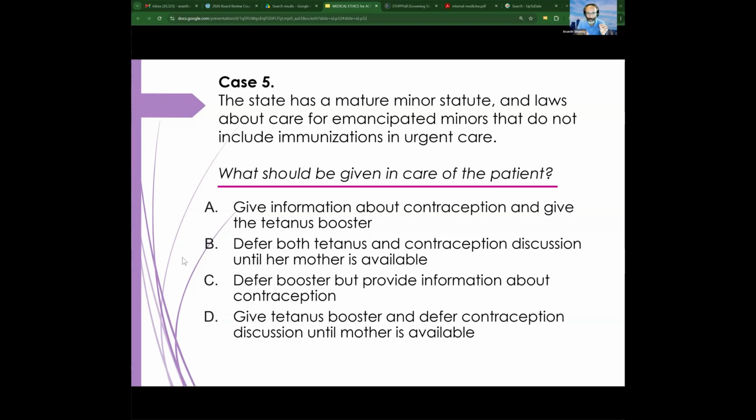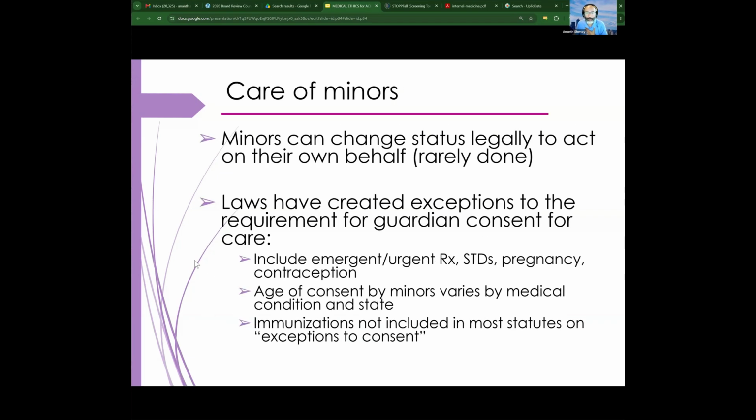There are a lot of A and B choices here to sort out. All right. So great. We have a nice split between A and C. So we're kind of torn between give information about contraception and the tetanus booster versus defer the booster, but do provide information about contraception. And I do want to call out that it is important to know the laws of the state you are practicing in. Not all states are the same. I've spent my entire career practicing in Washington, and depending on where your career takes you, you may practice in other states or, of course, other countries where laws can be different.